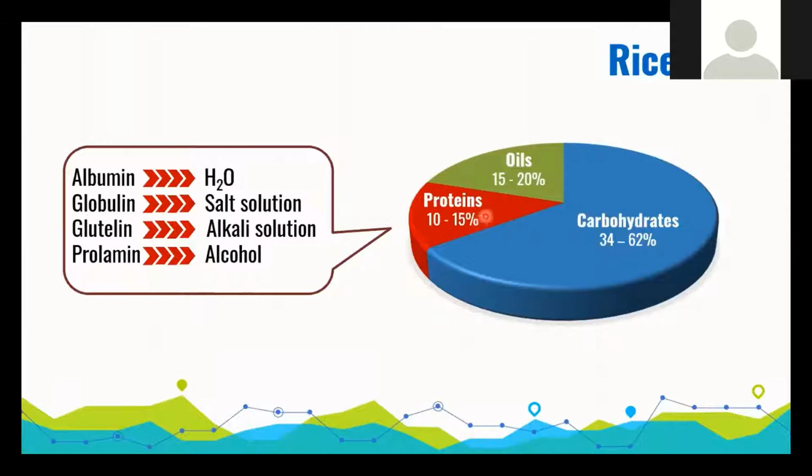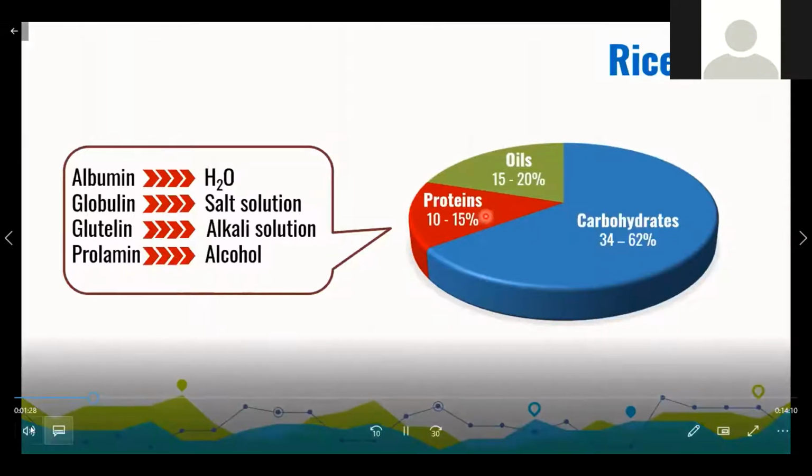The protein contained in rice bran is about 10 to 15%, and it consists of albumin, which is water-soluble, globulin, which is salt-soluble, glutelin, which is alkali-soluble, and prolamin, which is an alcohol-soluble protein.